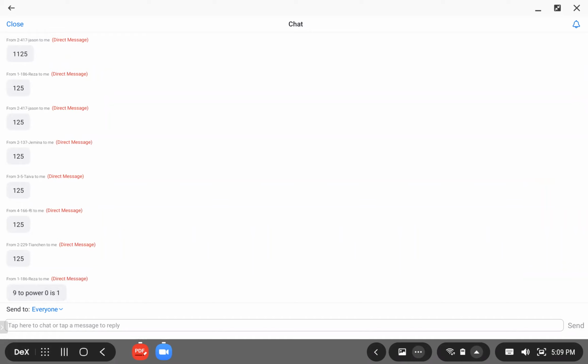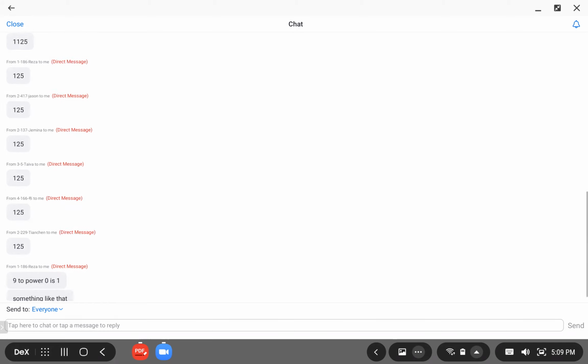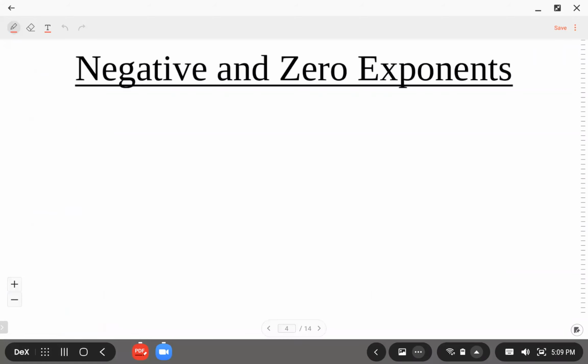Reza, 9 to the power 0 is 1, exactly. Anything to the power of 0 is 1. Okay? And let me prove that, okay? So you need to understand why it works, not just knowing that this works, okay? That is very important. You need to understand why it works.